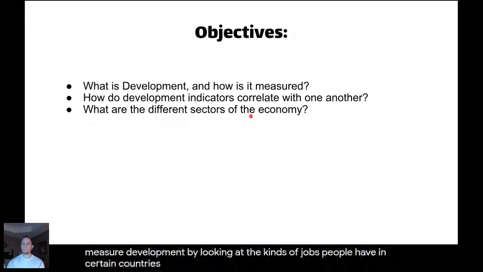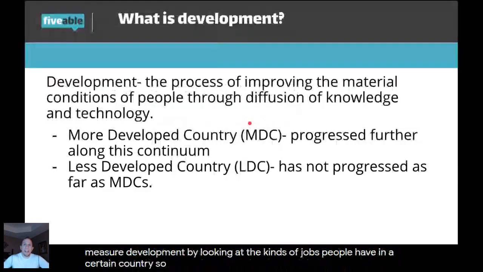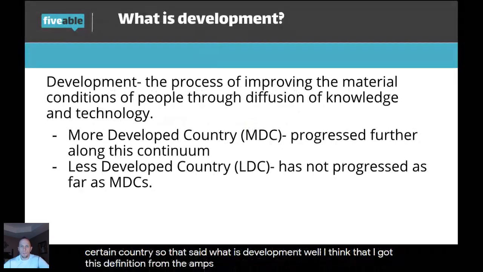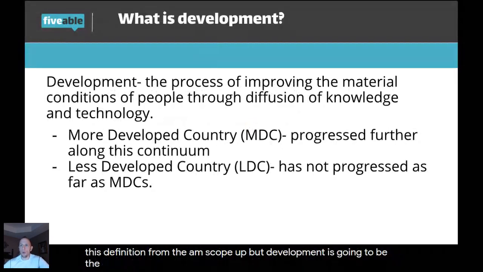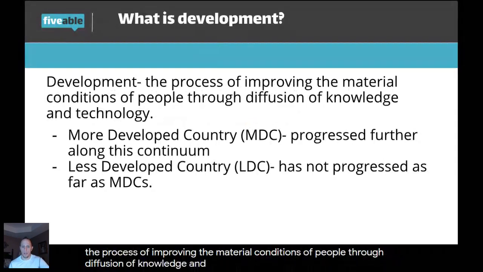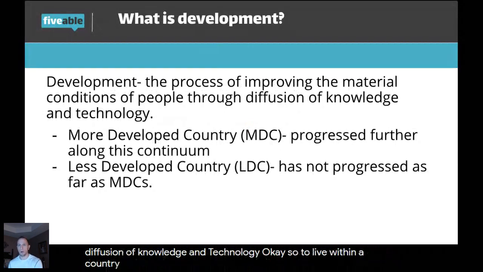So that said, what is development? Well, I think I got this definition from the AMSCO book. Development is the process of improving the material conditions of people through diffusion of knowledge and technology. Okay, so we're looking at how well people are going to live within a country or within a region.